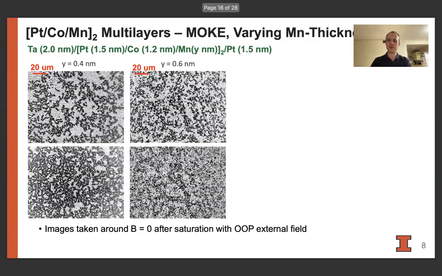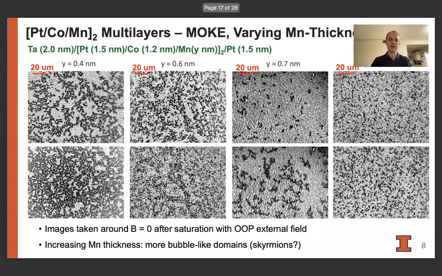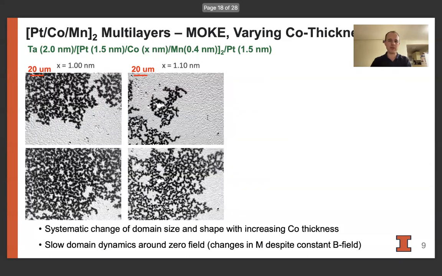The MOKE measurements are also very interesting. First of all, for varying manganese thickness, for low thicknesses, you can see these domain patterns here for n equals 2 again. So here the domains are large enough that they can be visualized in our MOKE. If we use a higher number of repetitions, that becomes difficult. And if we increase the manganese thickness, you can see that we obtain something that looks like potentially skyrmions, or at least some bubble-like domains, which is hard to distinguish here with the measurements that we have performed so far.